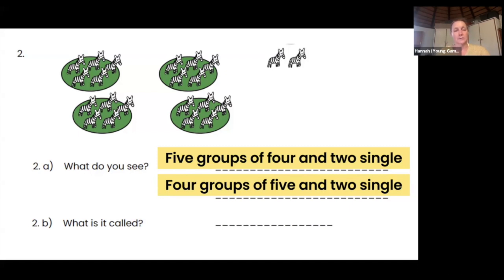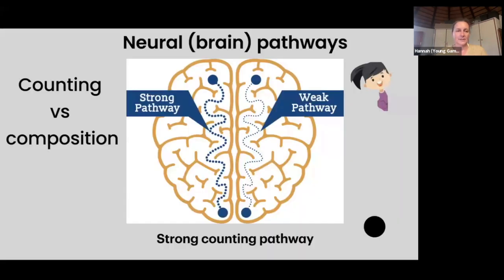They are in groups of 5. So there are 4 groups of 5 and not 5 groups of 4, because we also want the children to get correct descriptions of the representations they see. But either way, it's called 22.